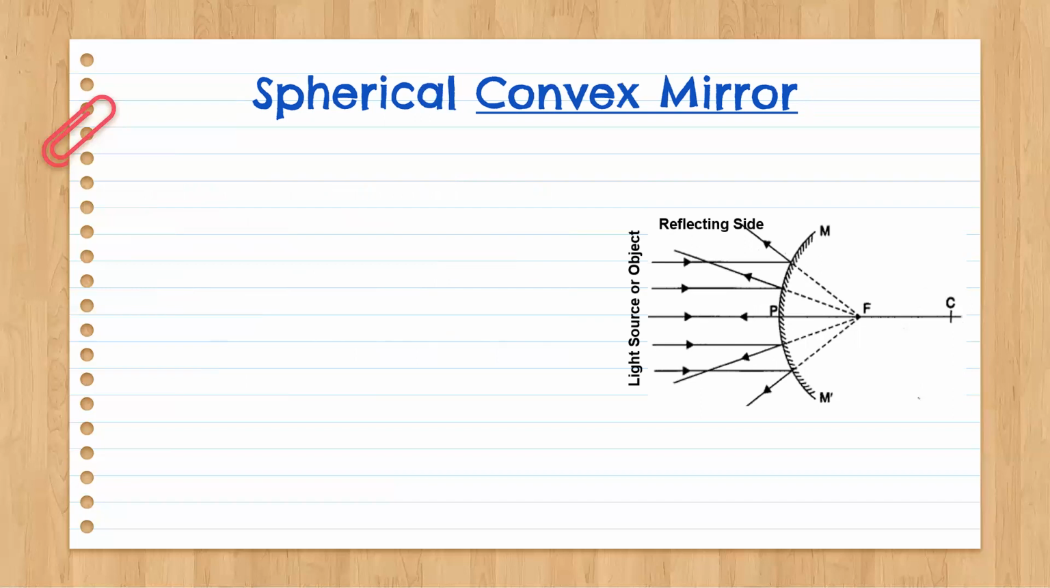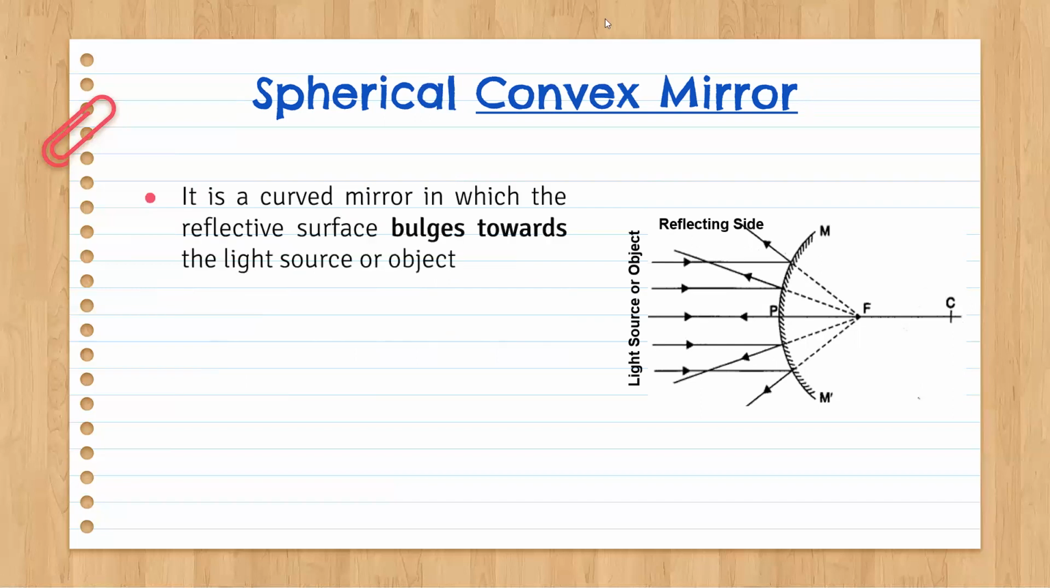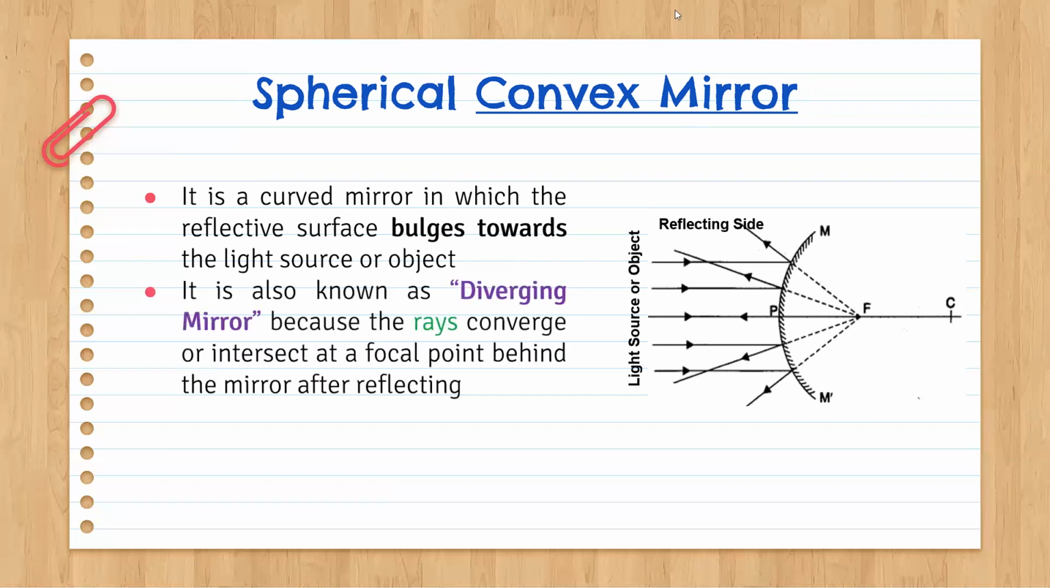The convex mirror is a curved mirror in which the reflective surface bulges towards the light source or object. It is also known as diverging mirror because the rays converge or intersect at a focal point behind the mirror after reflecting. As you can see on the image on the right, we have the object and the mirror bulging towards it.